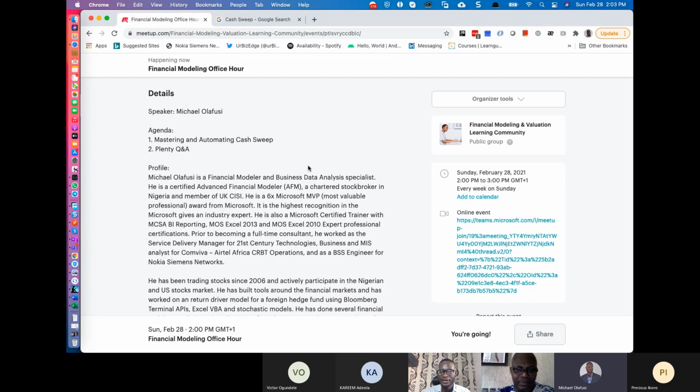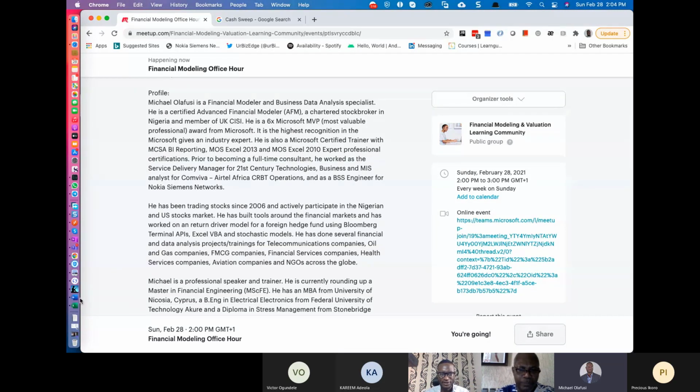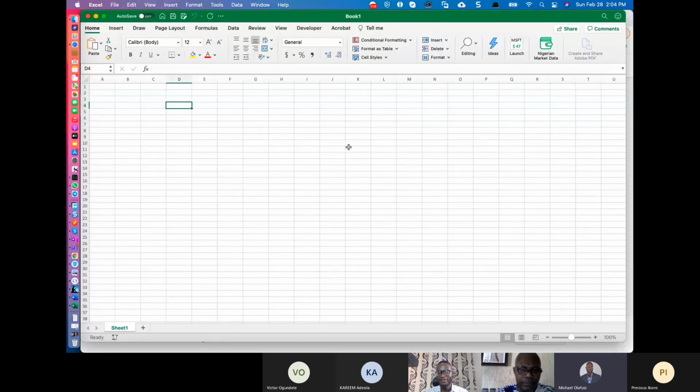Most people try to explain a cash sweep by taking an already built financial model and then plugging in the cash sweep. And I find that it doesn't really help somebody trying to learn. It adds more complexity to it. So I'm going to do a different approach. I'm going to take it from scratch. So I'm going to open a blank Excel file and then we're going to do the cash sweep.